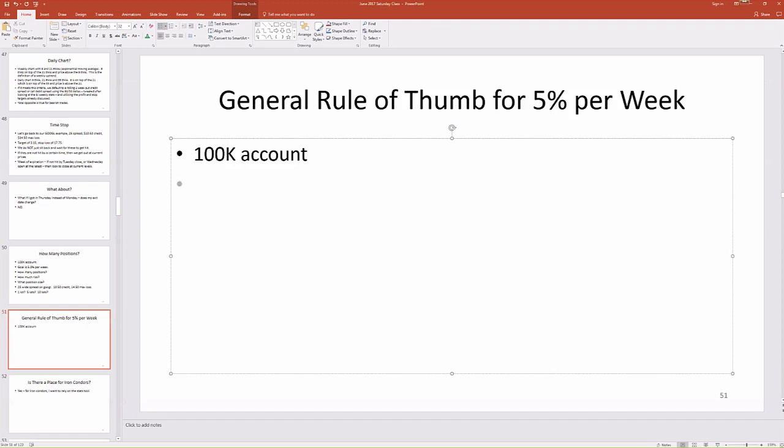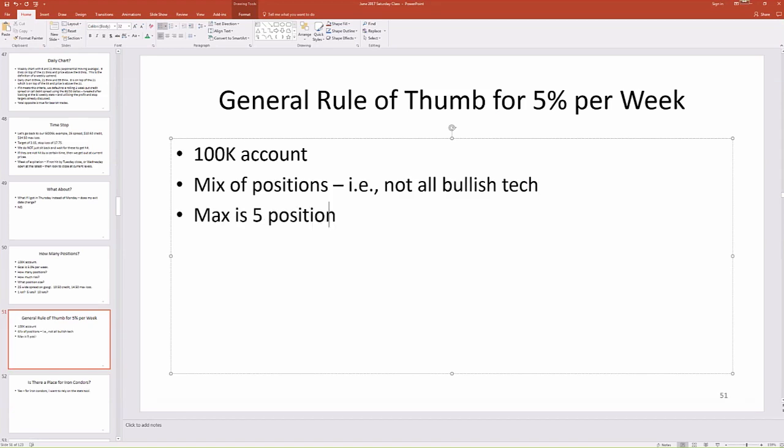Mix of positions, i.e. not all bullish tech. Okay, that's important. That's called diversity. And in general, I would say max is 5 positions, okay? And then total max loss on all 5 positions. Now, first of all, if you've got 5 spreads on, okay, and some are bullish and some are bearish and some are in tech and some are in oil, what are the odds that you're going to wake up tomorrow and all 5 are at the absolute max loss, right? Now, you've got to take that into consideration.